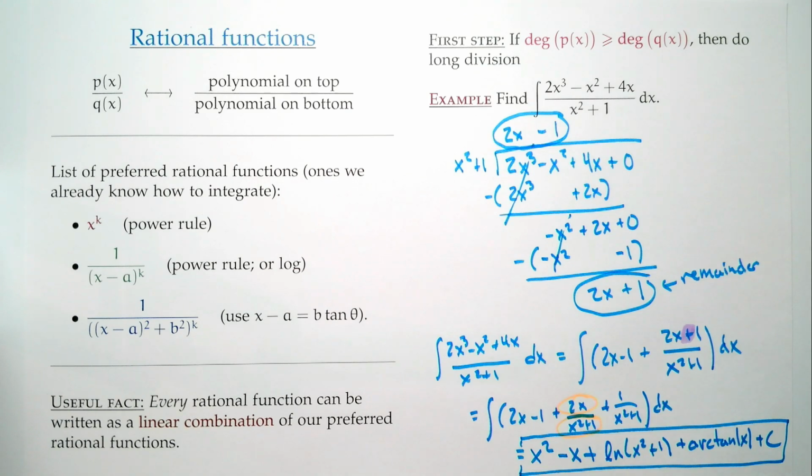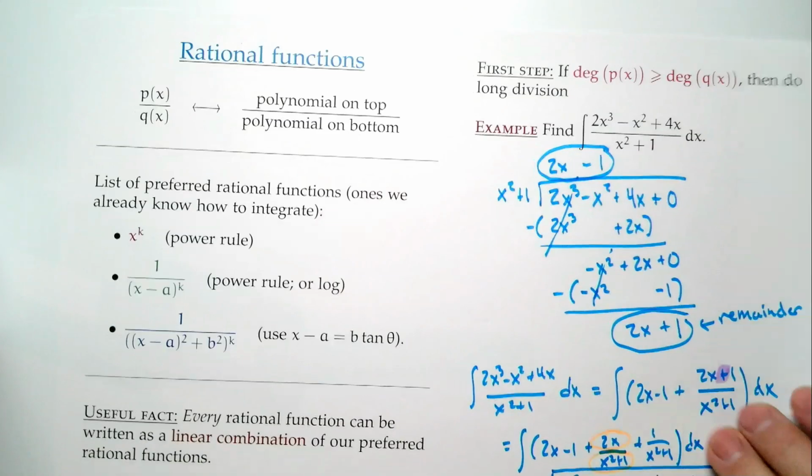So that's what you need to do first if your degree on the top is larger than the degree on the bottom. But that's not where we end. Because now we have a second step. So long division first if you need it. The second step is partial fractions.